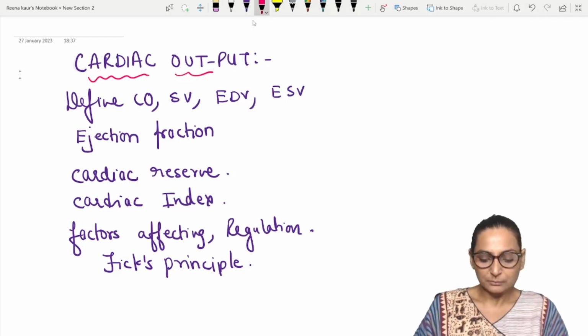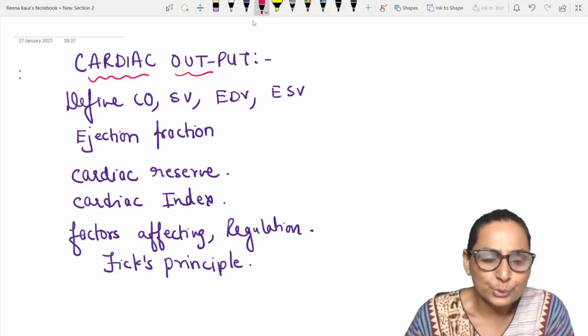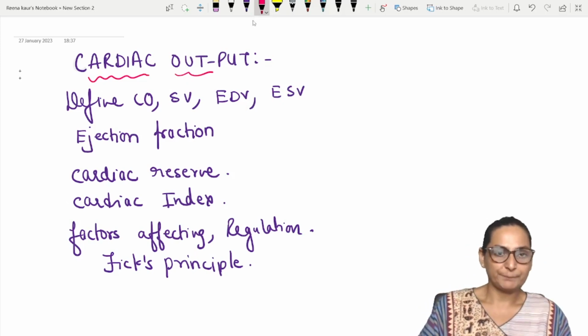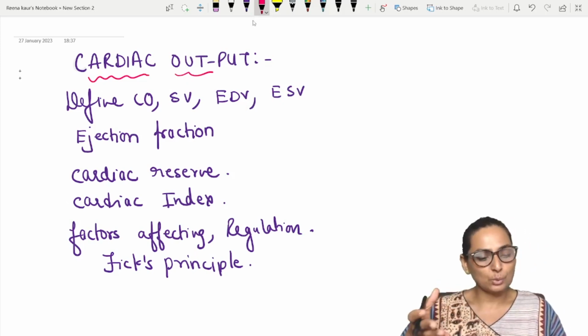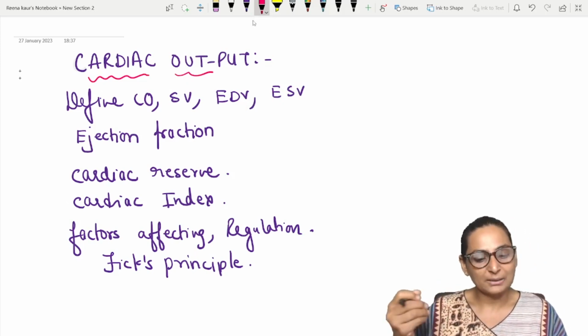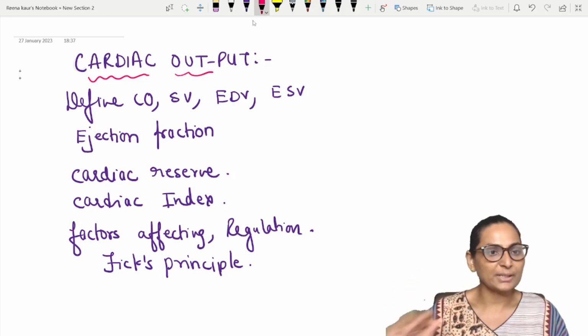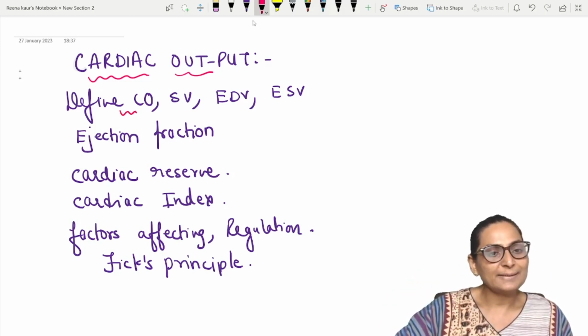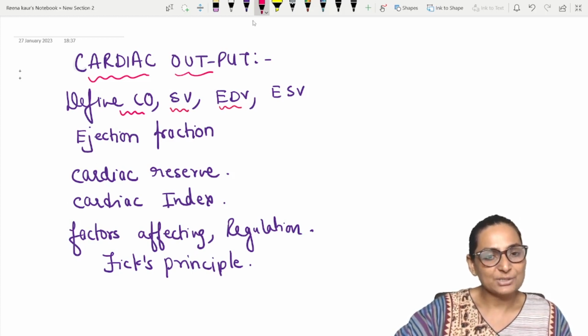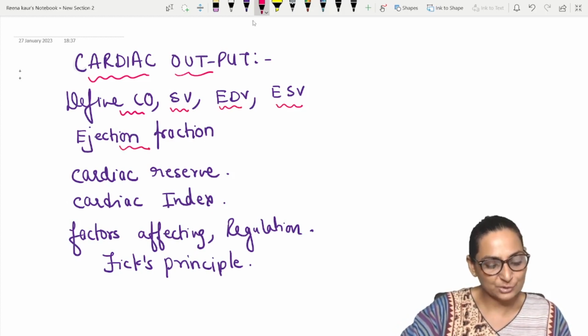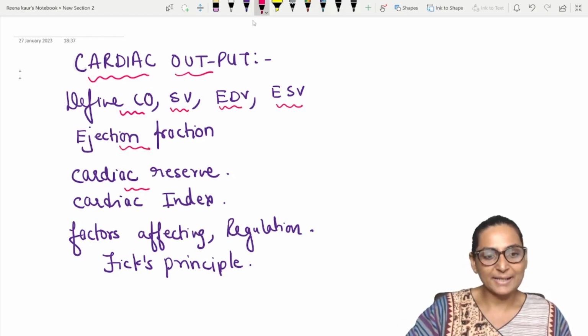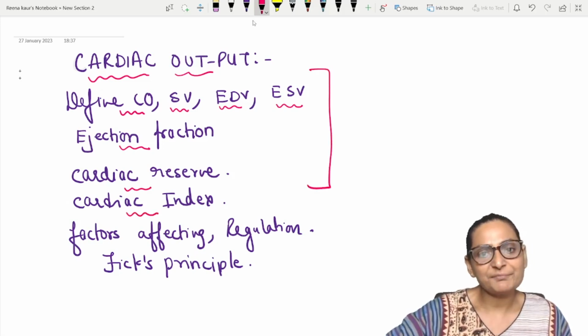Now, what are the things which you should know when you are studying cardiac output? What are the must-known competencies, that you should know for cardiac output. You should know the definition of cardiac output, stroke volume, end diastolic volume, end systolic volume, ejection fraction. You should know what is cardiac reserve, what is cardiac index.